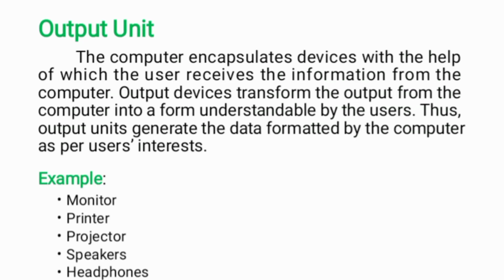The next unit is output unit. This part of the computer encapsulates devices with the help of which the user receives the information from the computer. Output devices transform the output from the computer into a form understandable by the users. Thus, the output units generate the data formatted by the computer as per user's interest. Some of the output devices are monitor, printer, projector, speakers, headphones.